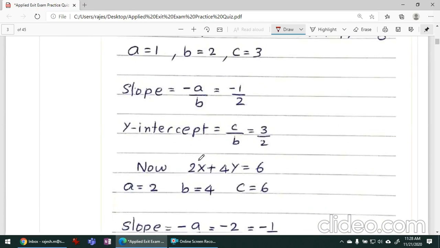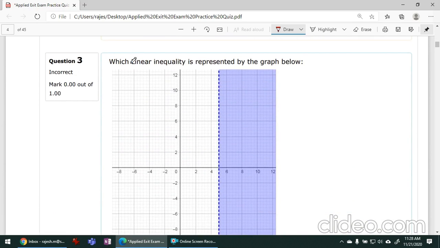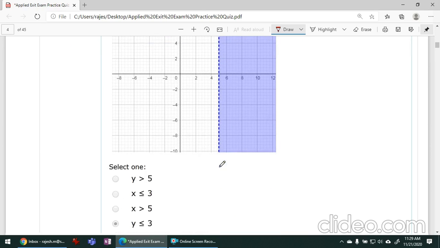Okay, now we will go to question number 3. Which linear inequality is represented by the graph below? Okay, look here, see this dotted line. Which number is it passing through? It is passing through the number 5. See, here we have 4, here we have 6. So it is passing through the number 5.